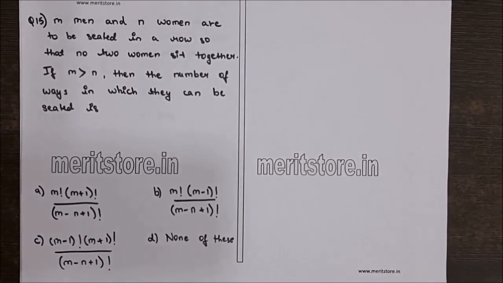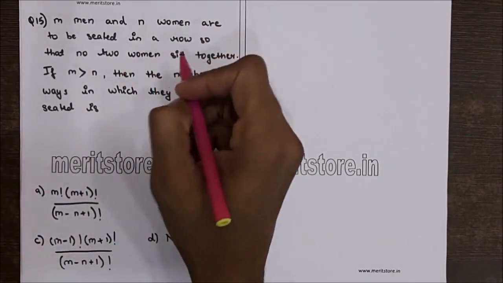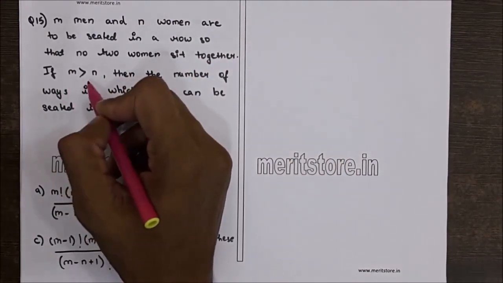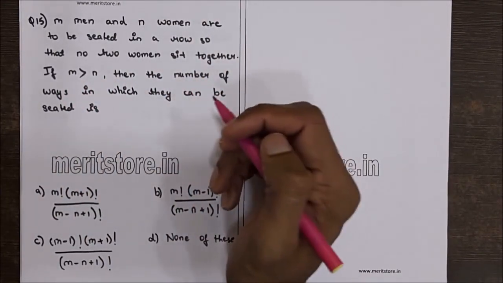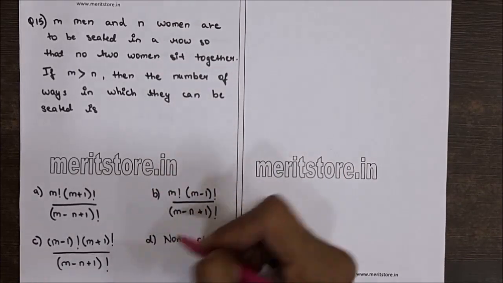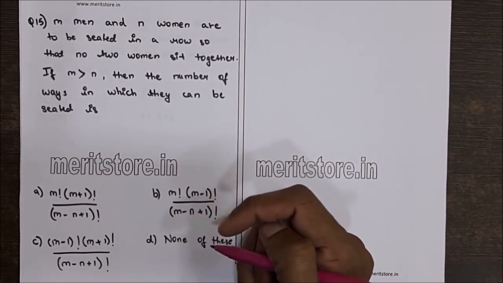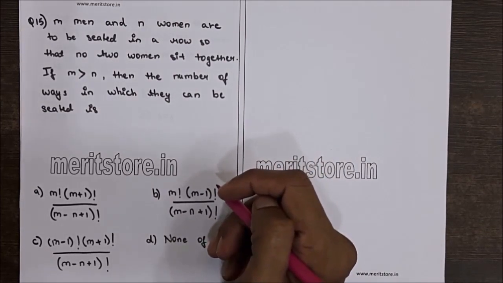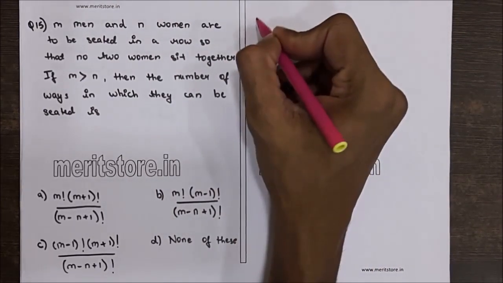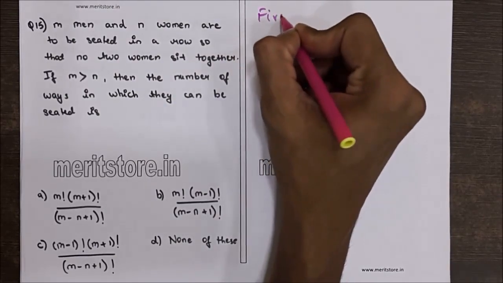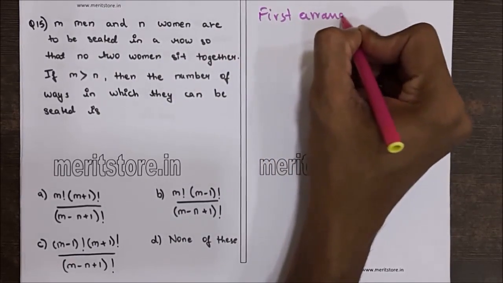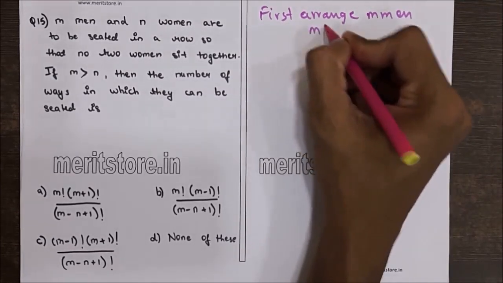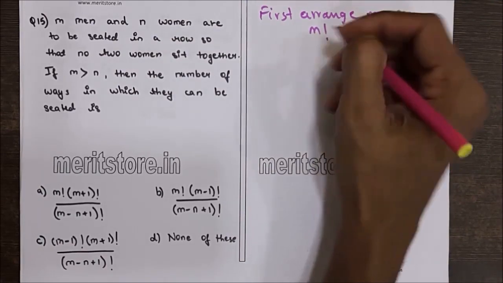Question 15. M men and N women are to be seated in a row so that no two women sit together. If M is greater than N, then the number of ways in which they can be seated is, we have 4 options, given in terms of M and N. First, arrange M men in a row, which can be written as M factorial ways.